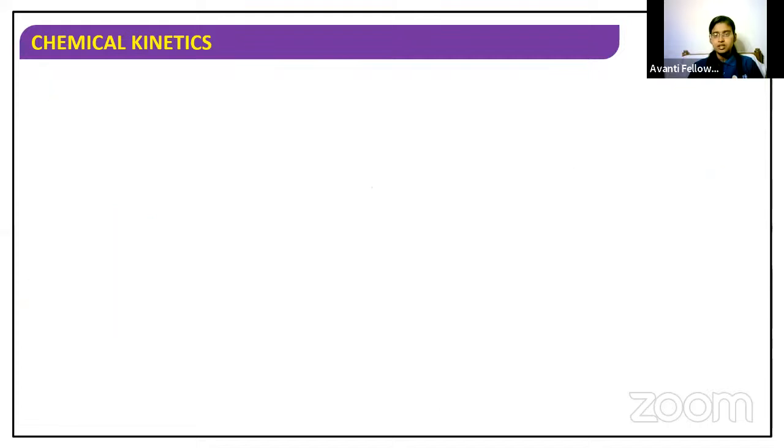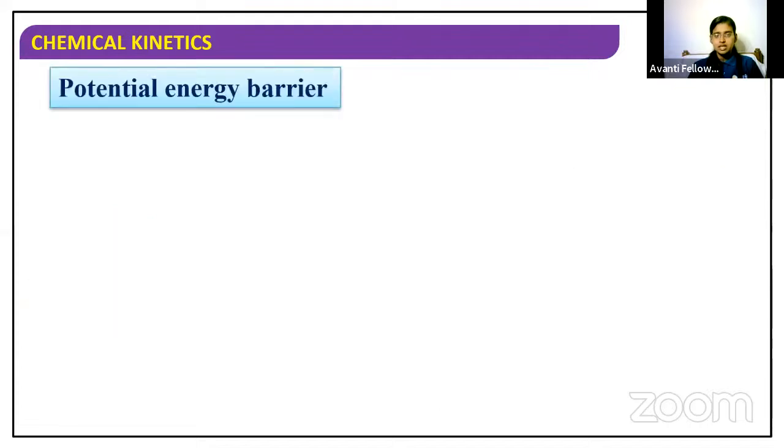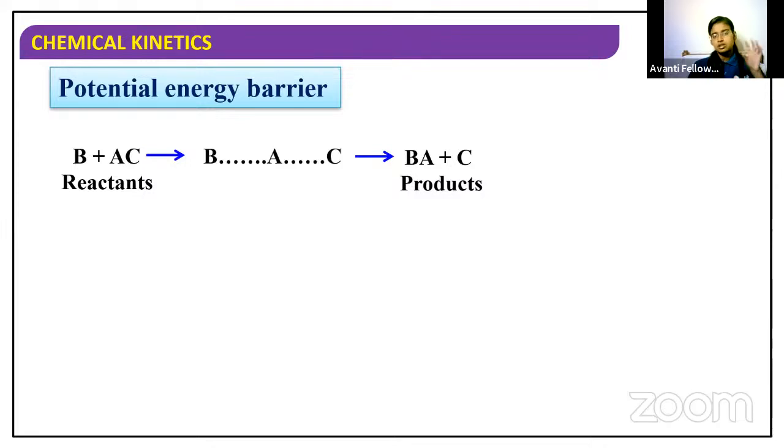After this, we'll see the potential energy barrier. Let me take B and AC as the reactants. These two reactants react with each other and lead to B and C products. For this reactant to get converted into this product, they go through an intermediate, BAC, which is called the intermediate or the activated complex. When two reactants come closer to each other, they will get activated at one point.